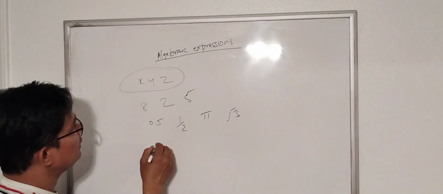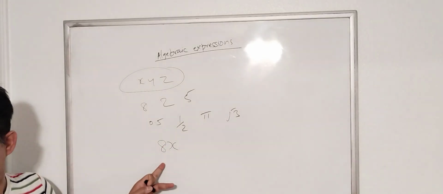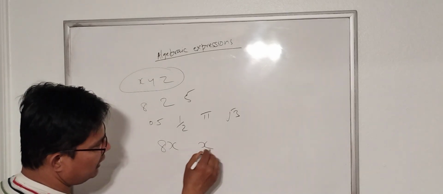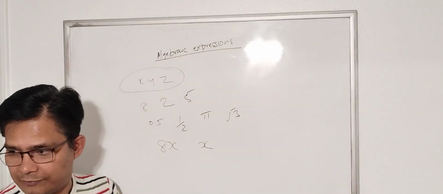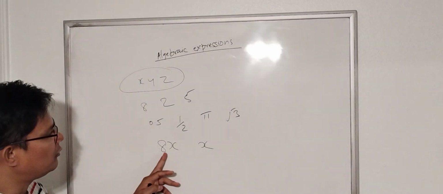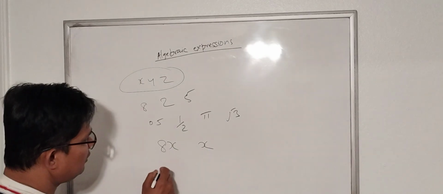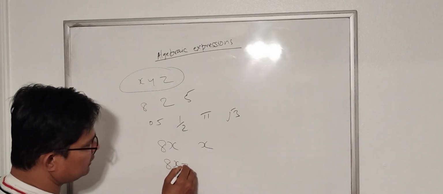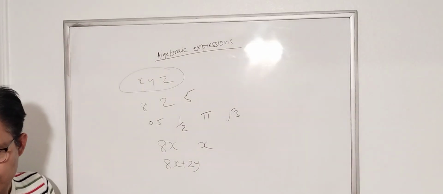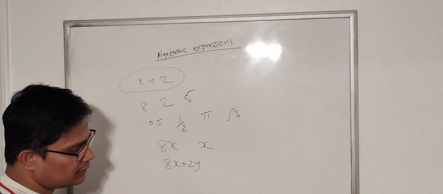So let's do this. I would say 8x is also an expression, okay. What about this? x, this is also an expression with one term. Here one term, but what is the coefficient? 8, and the variable is x. Now if I have something like this, 2y, this is also an expression, okay. So it can have a combination of constants and variables.